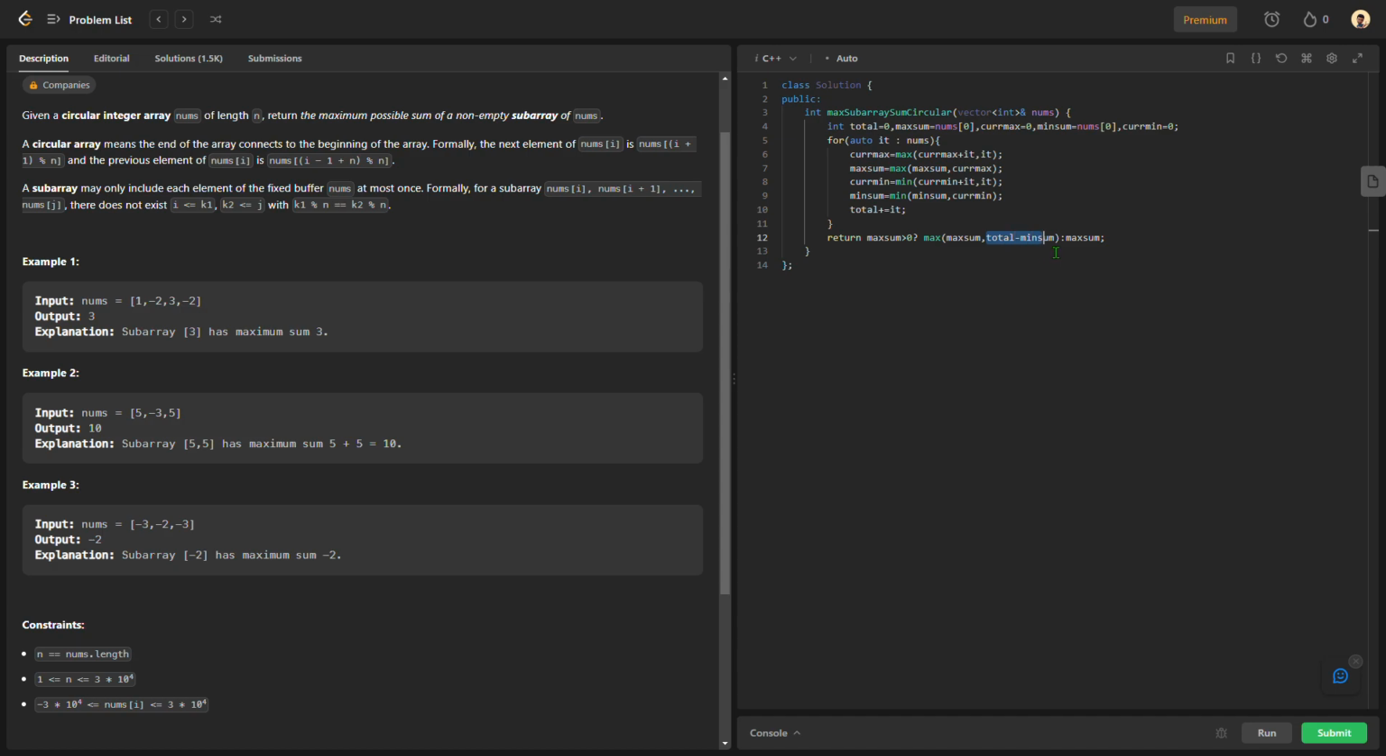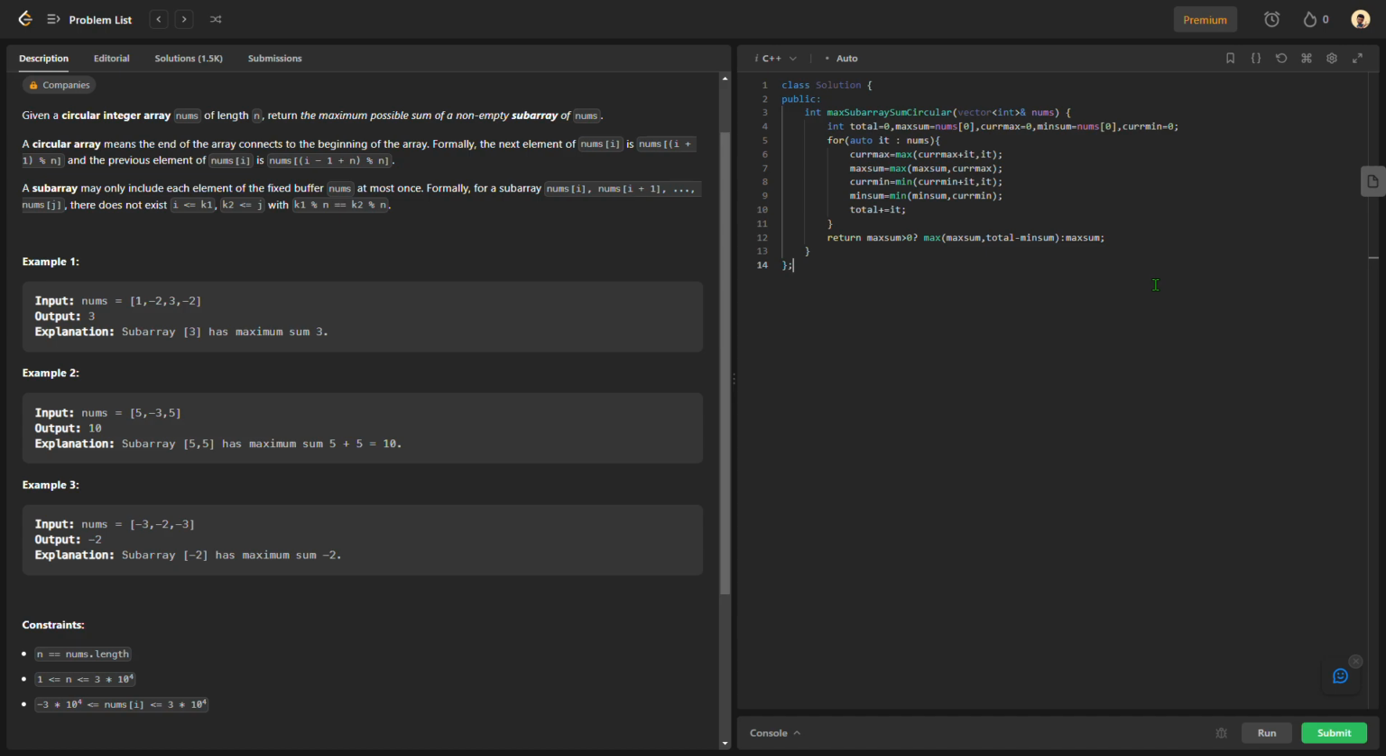At that moment I would have subtracted my min sum from my total and received the leftover max sum. Because my min sum occurs in a linear way, the rest is all maximum, and that maximum would have occurred in a circular way for sure. And if maximum is greater than 0, then we perform this, else we just return maximum.